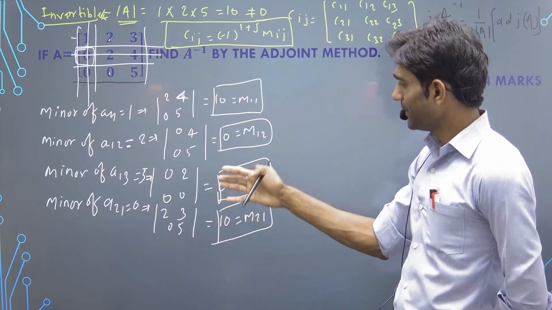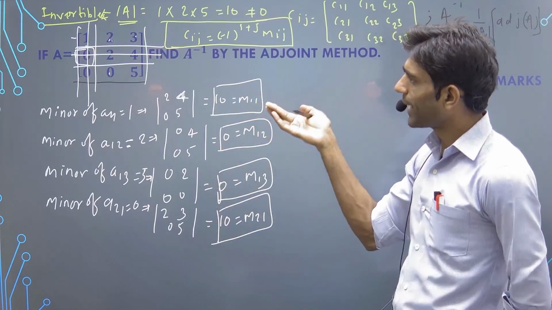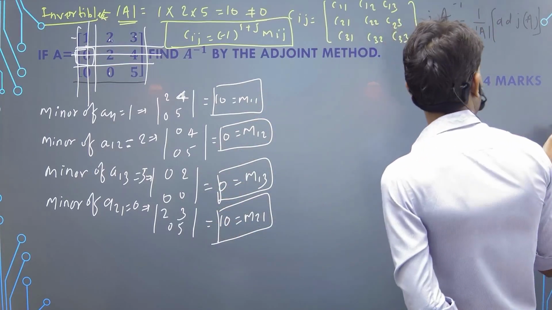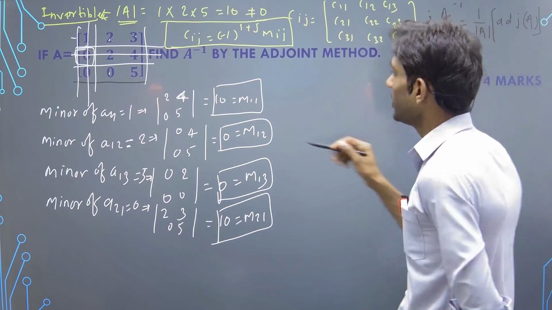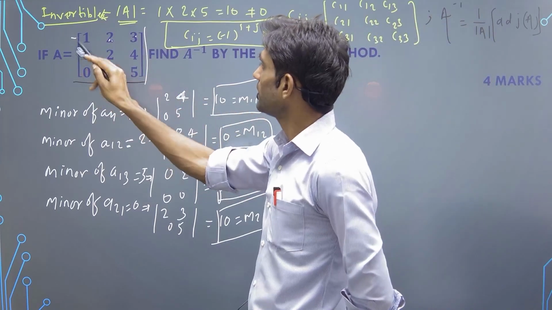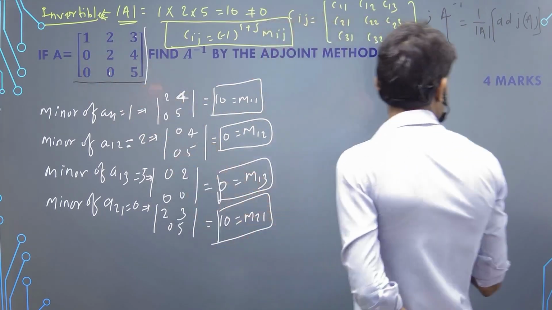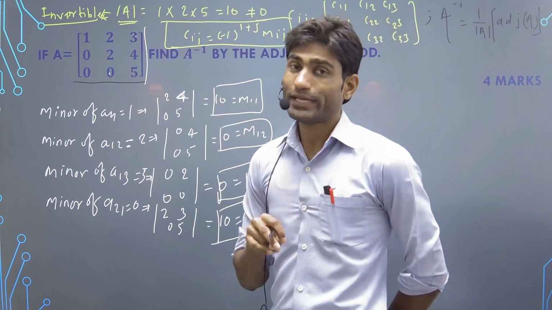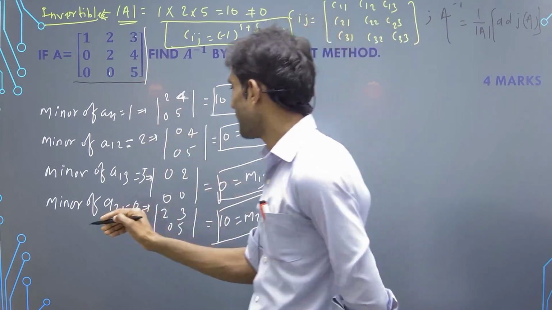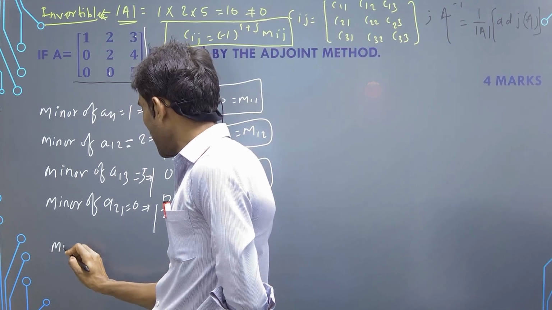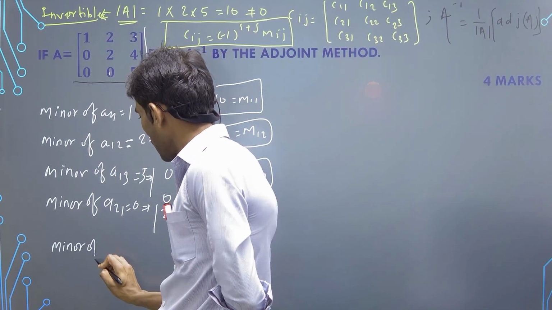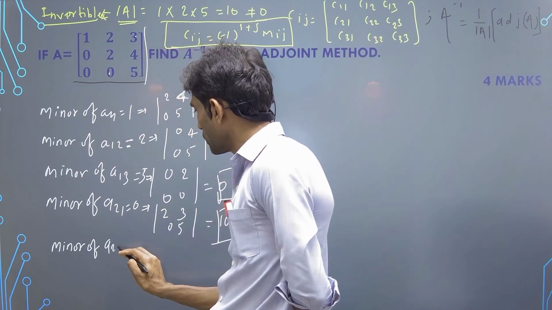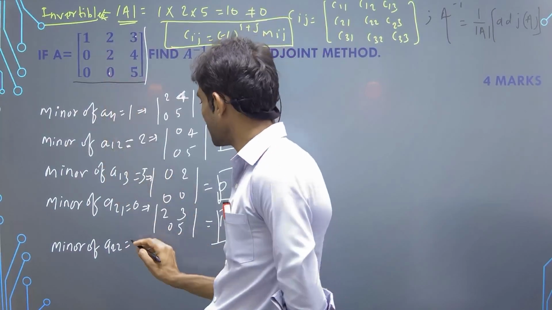Similarly, you can find the minor for the other elements too. Now let me explain one more element. We'll go for finding the minor of A22, because this is the middle number, and see how we can make a 2 by 2 determinant using A22. So we want the minor of A22. What is the element A22? It is a 2 here.